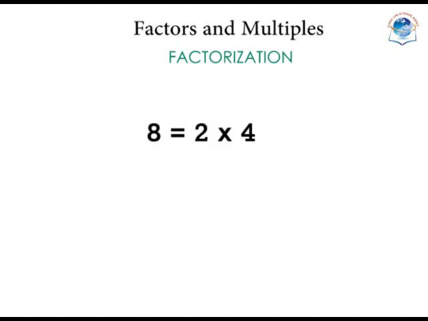So 8 is equal to 2 times 4. So 2 and 4 are factors of 8. But you see, 2 and 4 are not the only factors of 8. 8 is also equal to 8 times 1. And so 8 and 1 are also factors of 8.